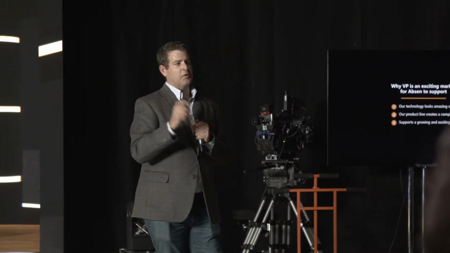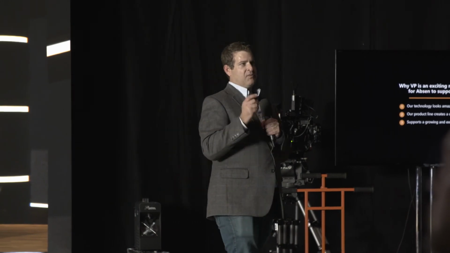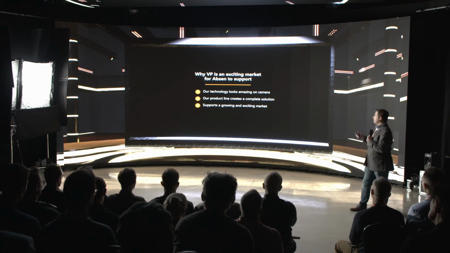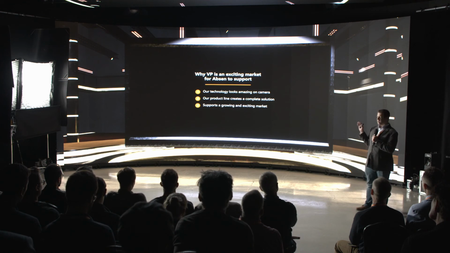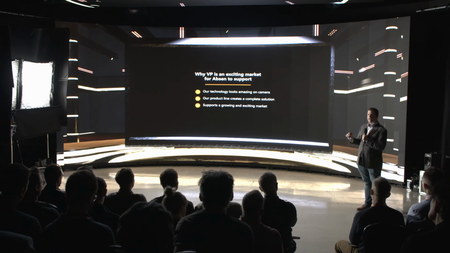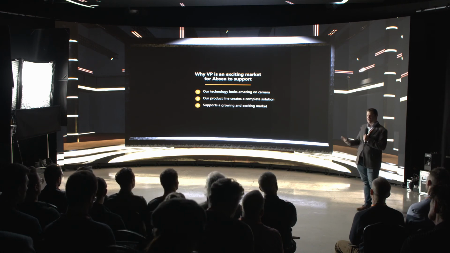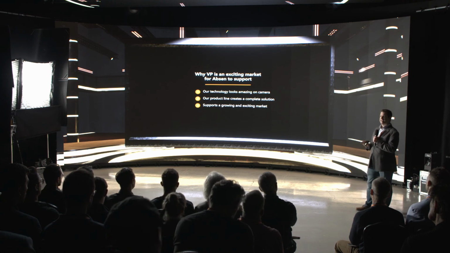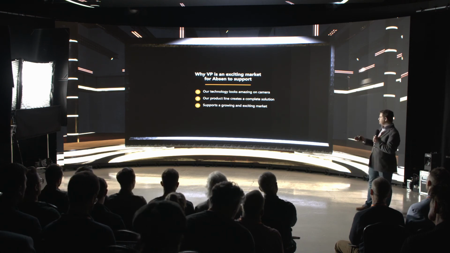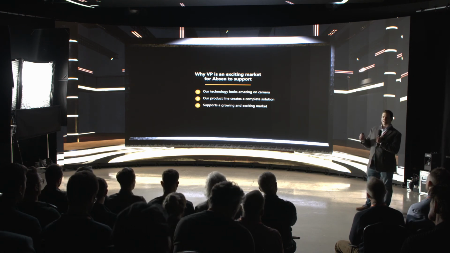So why is virtual production important to Absen, and why is Absen your solution? Well, we have technology that looks amazing on rolling shutter camera systems. We have a complete product line creating backdrops, ceilings, and floors. So we have an entire grouping of virtual production products that can create any type of VP solution. And we are constantly researching and supporting this developing market.